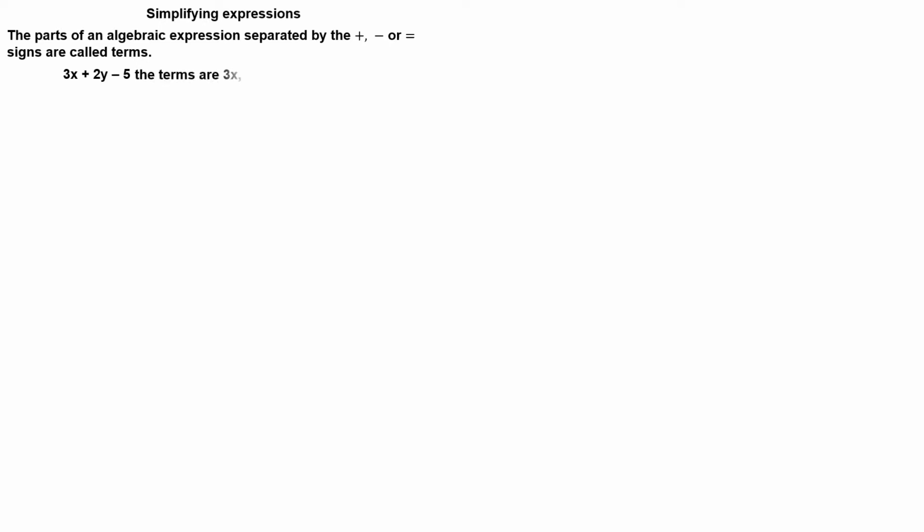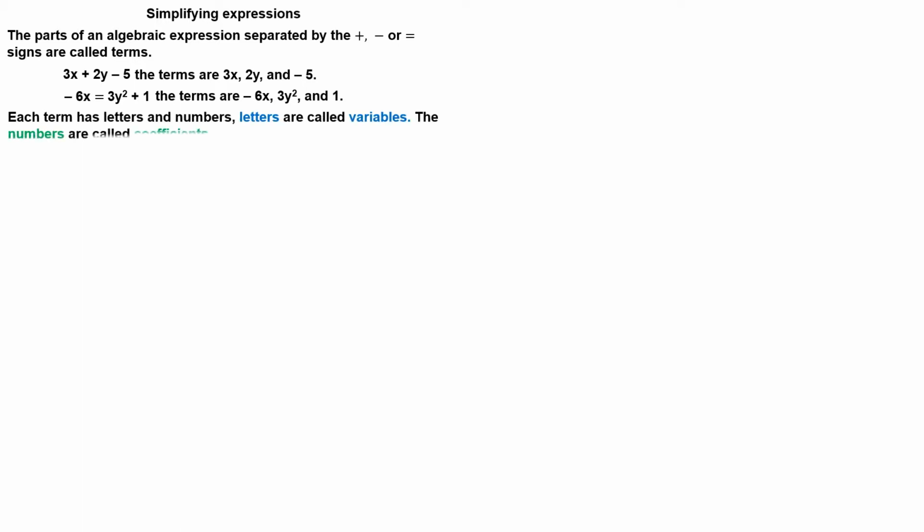Simplifying expressions. The parts of an algebraic expression separated by the plus, minus, or equal signs are called terms. 3x plus 2y minus 5. The terms are 3x, 2y, and minus 5.